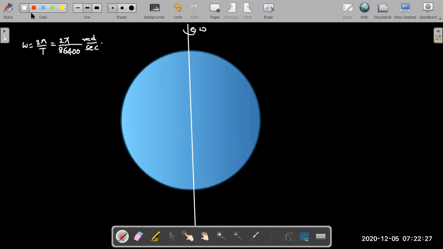Now, assume a situation that is rotating with omega. This is center.